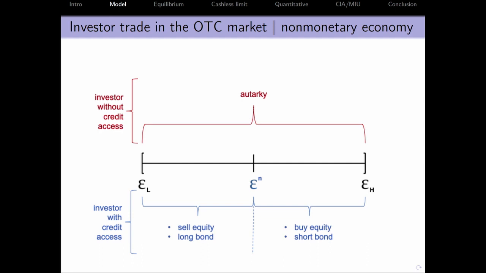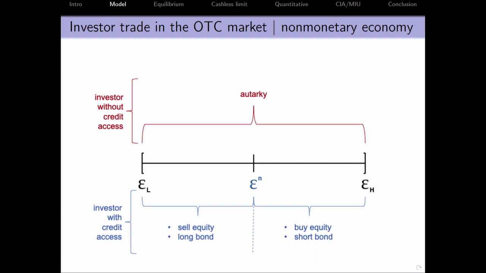If you're an agent with access to the credit market, that's probability alpha, that's 1 minus alpha, then you can still trade. If you're above a certain threshold, which is endogenous again, you buy equity shorting the bond. Otherwise, you sell the equity and you long the bond. Okay? So, you have it?